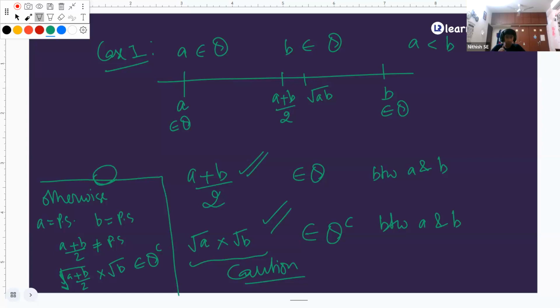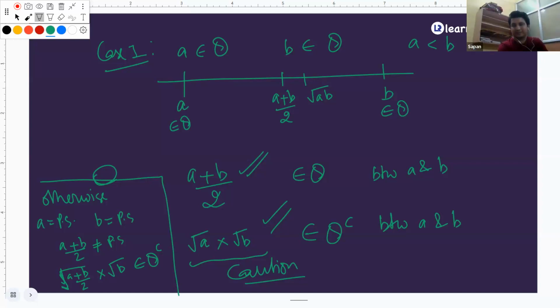So A is 1, B is 4. So 1 plus 4 by 2 is 2.5. Into again B is 4, so 2.5 into 4, which is 10, which is an irrational number. That's my doubt. You took A and B as 2 and 3 in the first case, which is equal to 5, and 5 by 2 is 2.5.